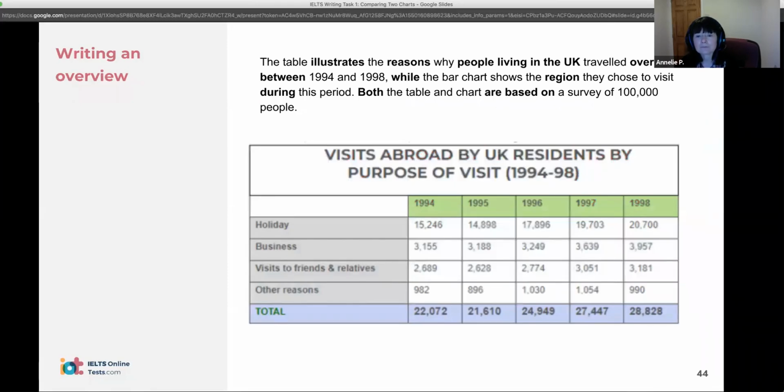Okay. So again, as I said before, we're looking at these two separately. Okay, we don't need to connect them, so we need to give an overview for the table, and then we need to look at the bar chart. Okay. So before we do the overview, let's have a look at what happens here. So if we look over the timeline, what's a kind of general comment we can make about the figures?